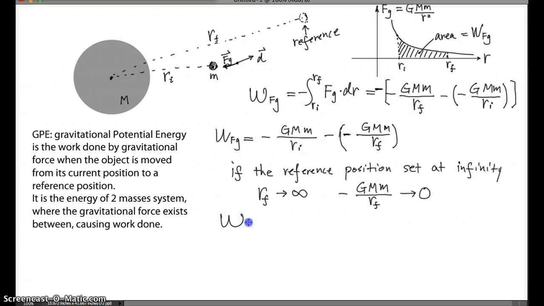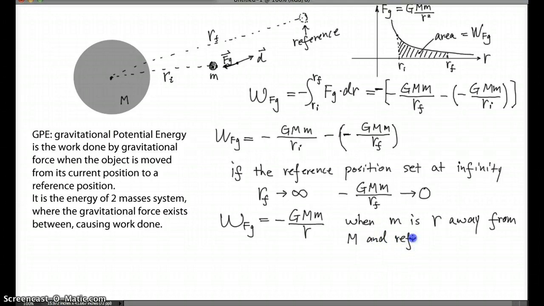Then the general formula for W of Fg should simply be negative G M m over r. I take away the initial subscript because that's the general formula when the object m is r away from M and the reference is set at infinity.